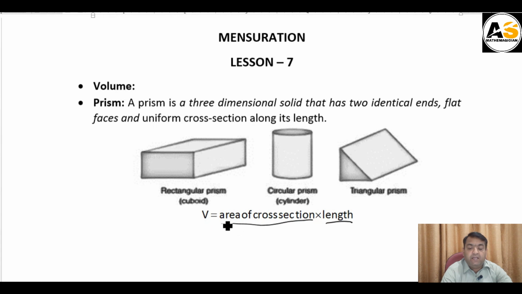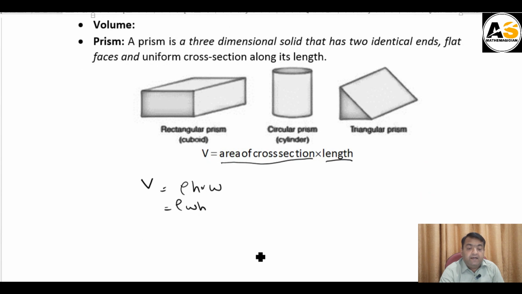So what will be the volume of this cuboid? Suppose this is length, this is height and this is width. It will be length into height multiplied by width, or length into width into height. For a cylinder, its top cross sectional area is pi r square and this is h. Its volume will be pi r square h. Similarly, for the triangular prism, its volume will be area of the triangle multiplied by this height or this length.